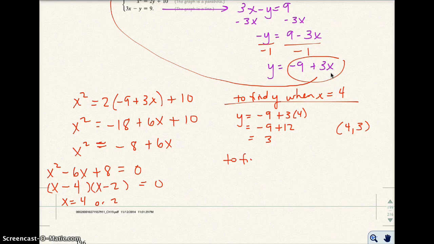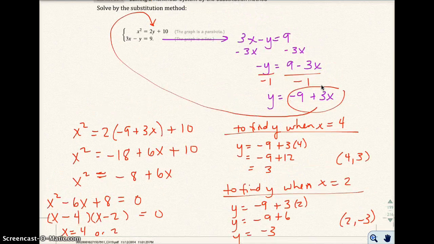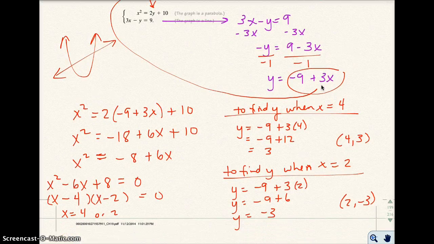Now I want to find y when x equals 2. So y equals negative 9 plus 3 times 2, so y equals negative 9 plus 6, so y equals negative 3. That's the point 2, negative 3. So what it's basically saying is I have a parabola and a line, and the 2 points where they intersect are 4 comma 3 and 2 negative 3.